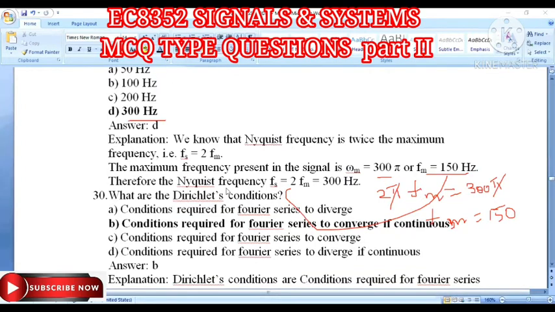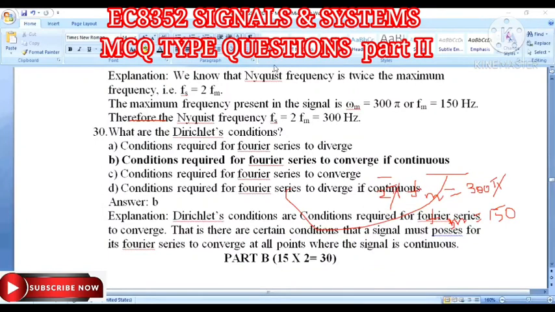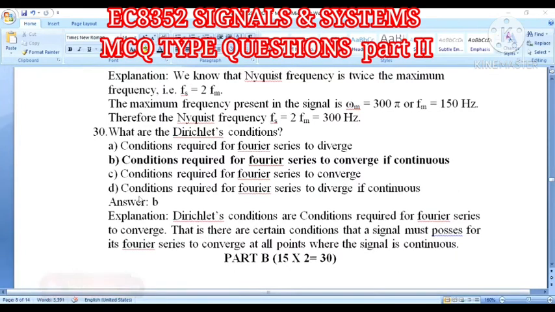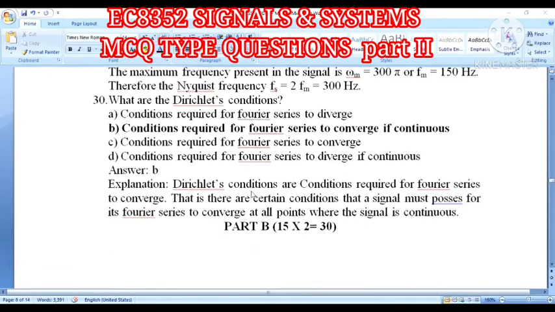Right? So next question: what are Dirichlet's conditions? We studied this topic in Fourier series. Option A is conditions required for Fourier series to diverge. Option B is conditions required for Fourier series to converge if continuous. Option C is conditions required for Fourier series to converge. Option D is conditions required for Fourier series to diverge if continuous.